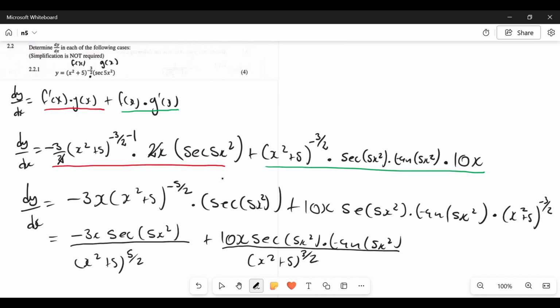I would say leave your answer like this. The other steps, they're not that necessary, guys. I'm just doing it so that you guys are able to understand. But this is the final answer there.